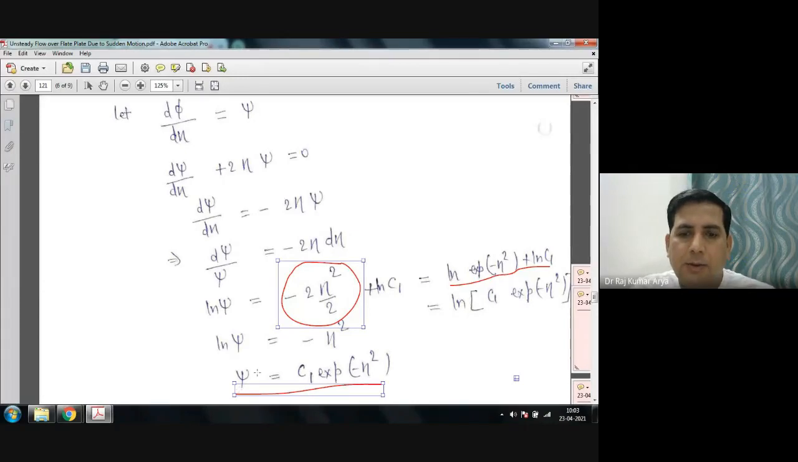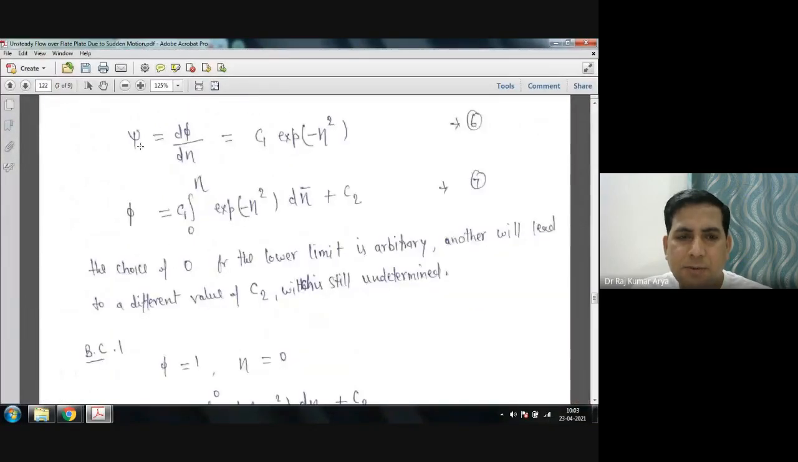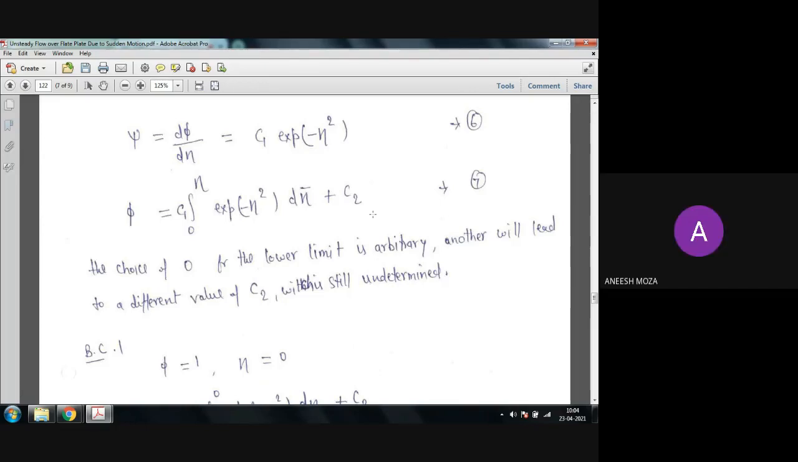Okay. So this is your psi. Now you have considered that d phi upon d eta is psi. So you substitute that again here. This was the psi you have considered, that d phi upon d eta, which was equal to this. Now from here you can integrate this. So if you integrate that, you will get phi, sorry, phi equal to this constant C1 integration of 0 to eta exponential minus eta square into d eta plus C2, right? Yes, sir.